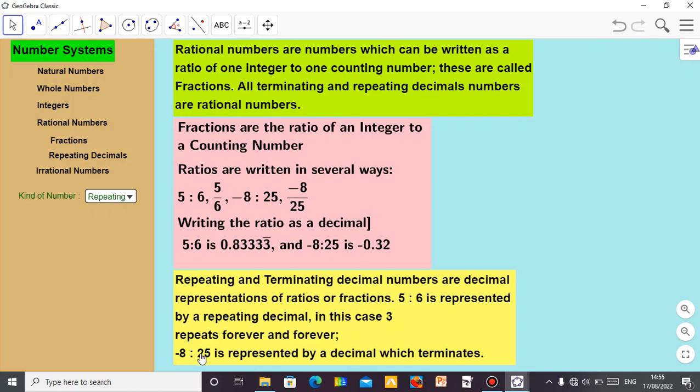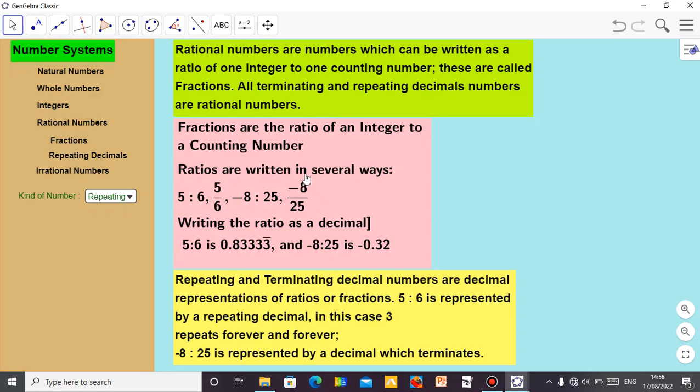Then 8 minus 8 over 25. This is a terminating decimal, so it's represented by a decimal which terminates. So 8 over 25 terminates at 2 decimal places, that is 0.32. So it's also a rational number.